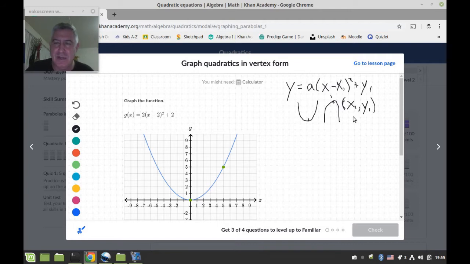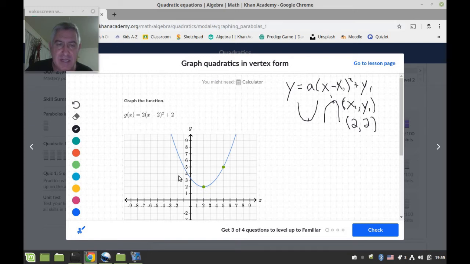So let's see if we can find out where that vertex is. After we find the vertex, then we're going to try to find some of the zeros or the y-intercept or something to help us graph it. So I can see I have x minus x1 here, and I have x minus 2 here. So I know that my vertex is at 2, and I have plus y1 over here, and I have plus 2 over here. So my vertex, the y coordinate is at 2. So there we are, x of 2 and y of 2.